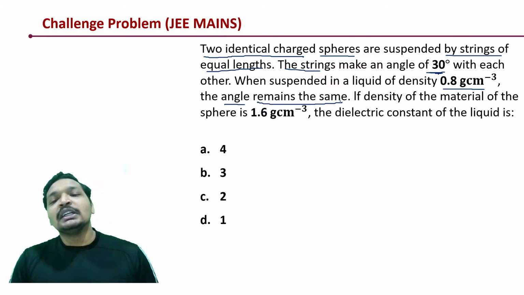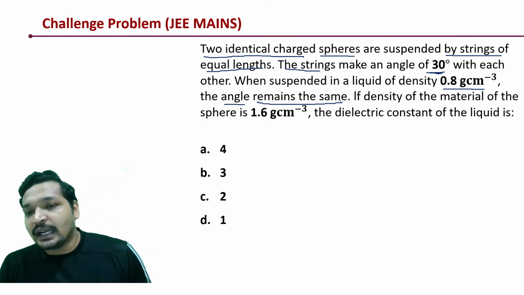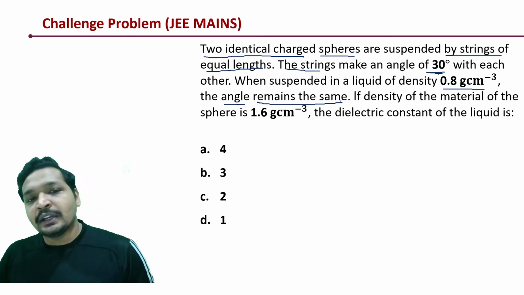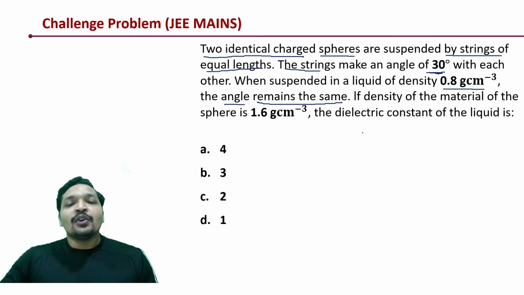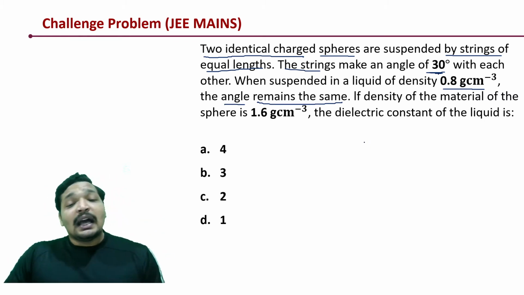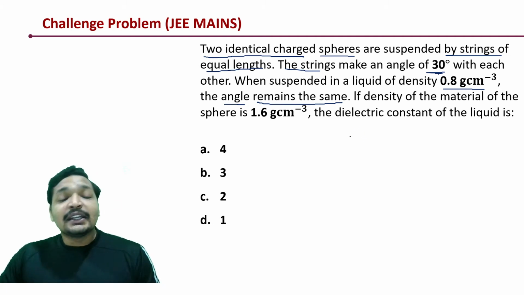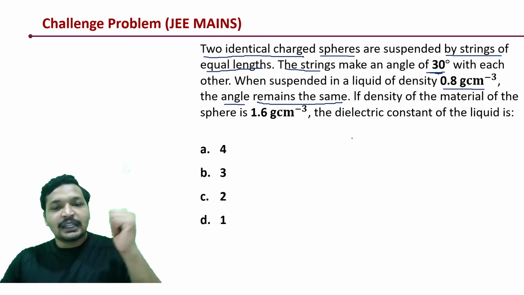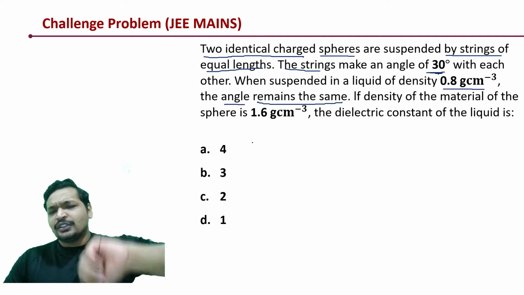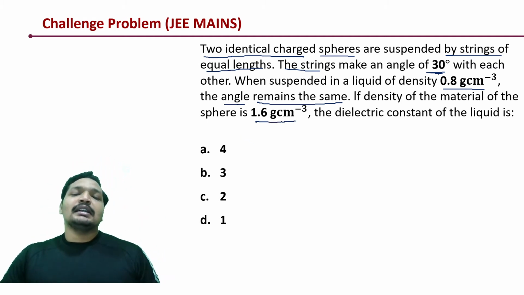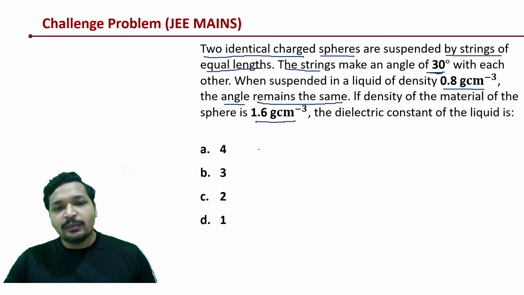Why? Because this liquid has a dielectric constant, or a relative electric permittivity. Now we observe that the angle remains the same because the reduced electric force is compensating for the reduced total force in the vertical direction. Its net force is going to be in this direction. And it is also given that the density of the material is how much?